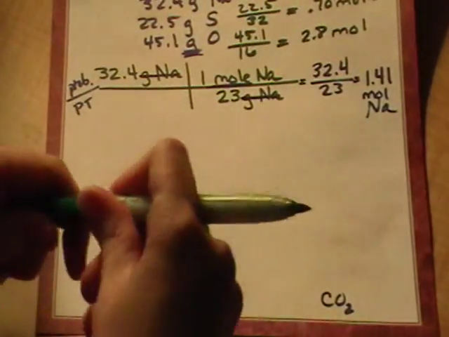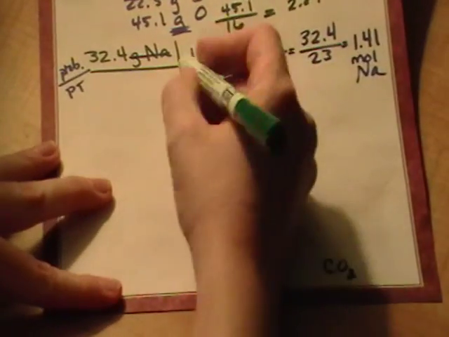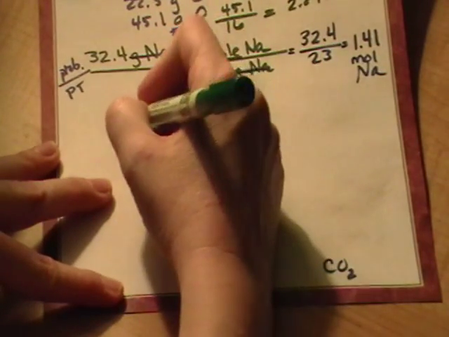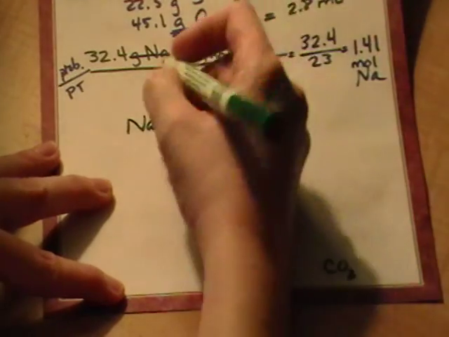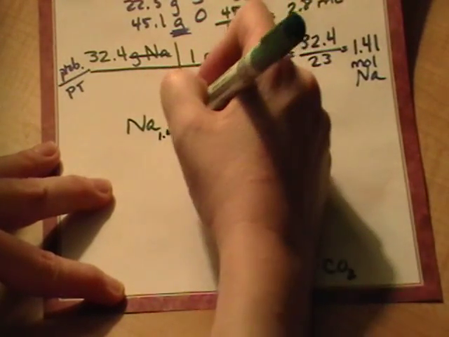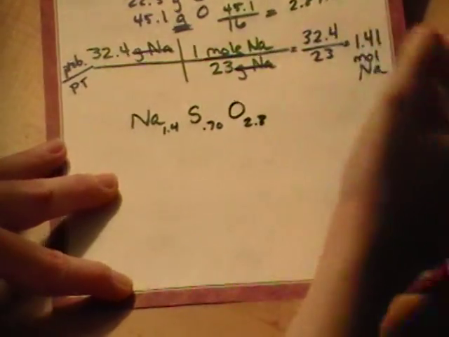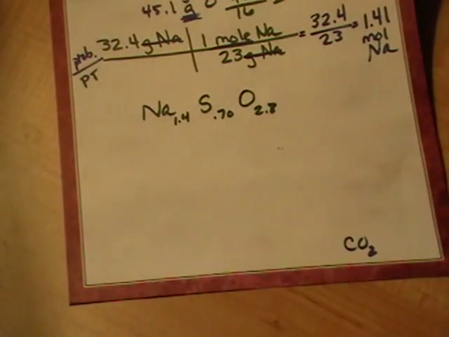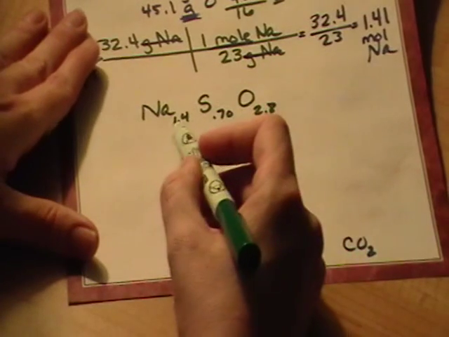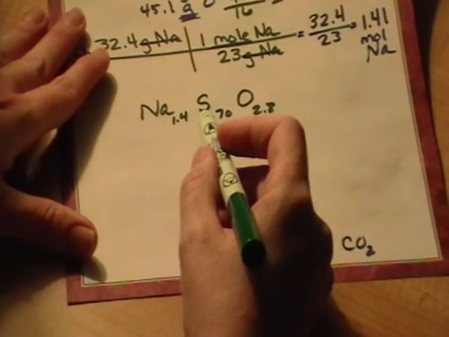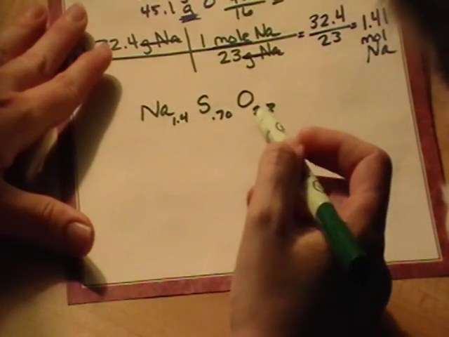I can put the numbers down here. I'm going to do Na. I have 1.41 moles of that. Sulfur, I have 0.70. And oxygen, I have 2.8. And I'm done, but not really, because we never mark moles in decimals. You always make them whole numbers.